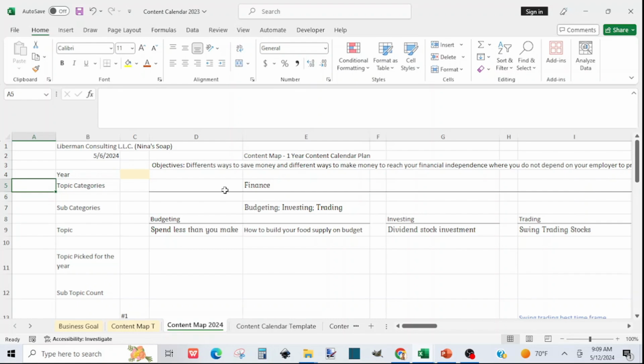Because when I'm publishing information, after a while, I ask myself, why am I publishing the information? And after multiple iterations, I came to the conclusion that I like to share different ways to save money and different ways to make money to reach our financial independence, to reach your financial independence, where you do not depend on an employer to provide for your family, to provide for your needs. So that is the why.